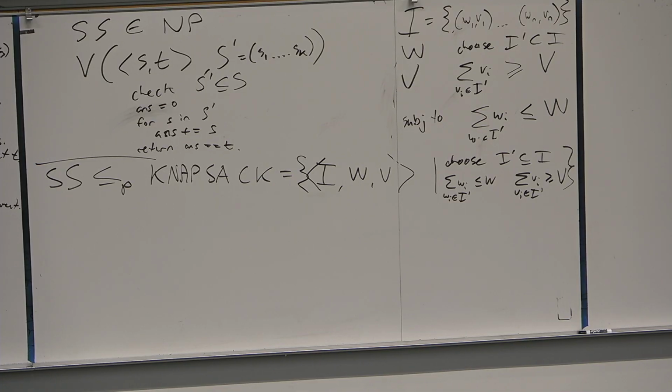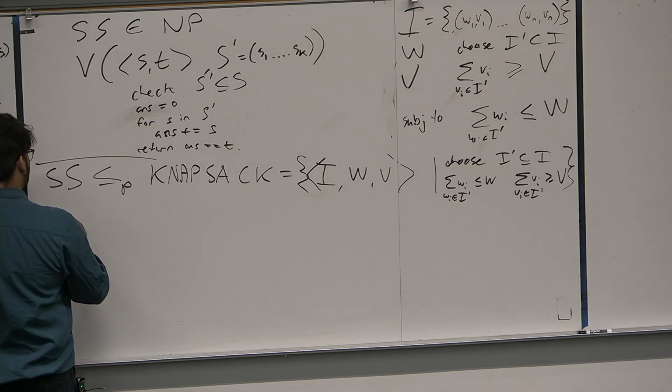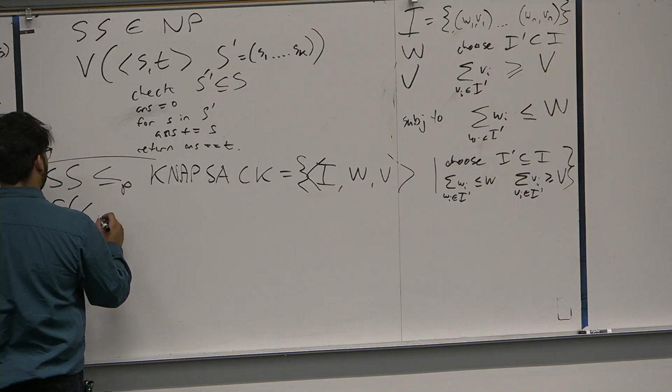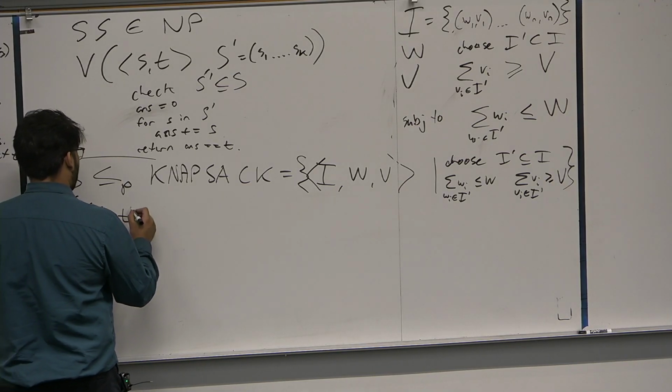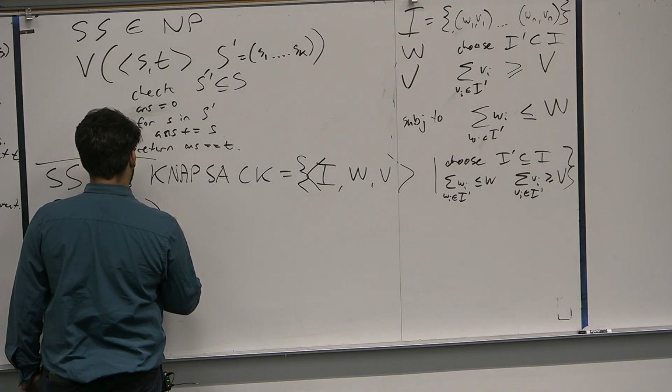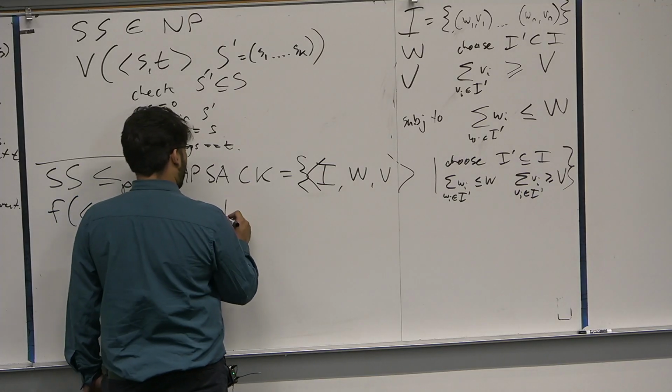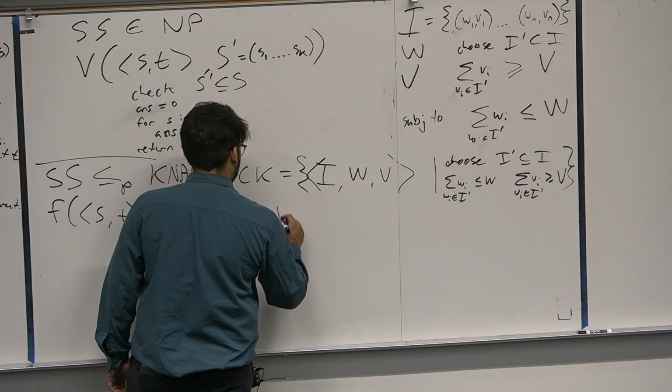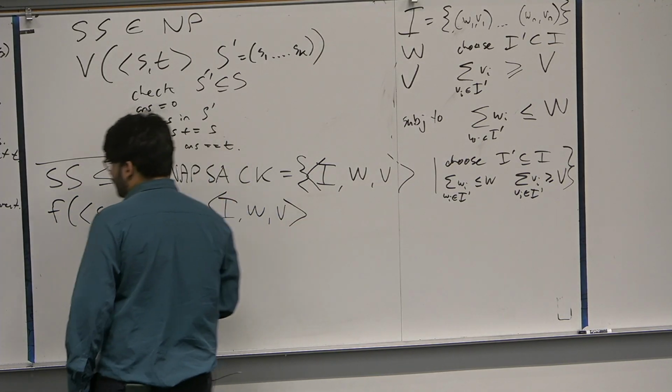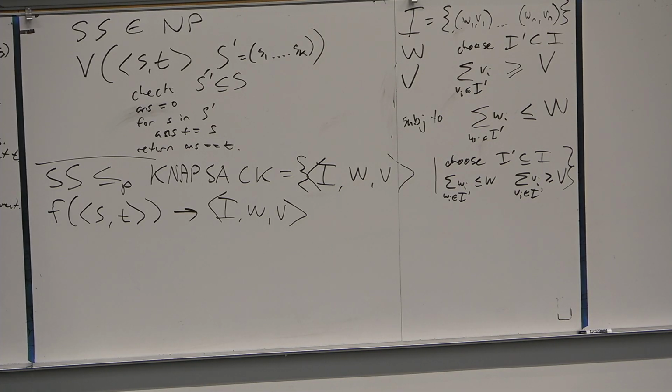Suppose, and this is going to be the simplest reduction we've done, I have my polytime computable function take in S comma t, and I want to output an I, a w, and a v. What should my I, w, and v be? Yes? For each s in S, the item should be whatever that element is, repeated twice. Mm-hmm. And then W and V are both T.